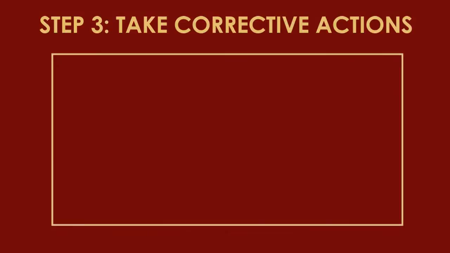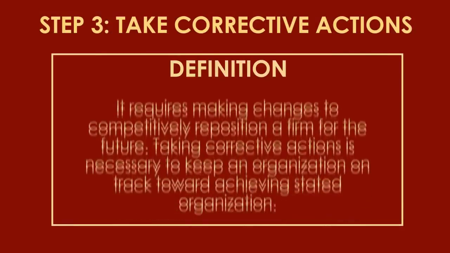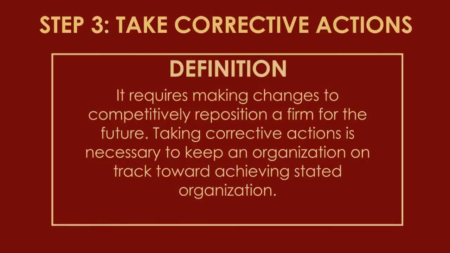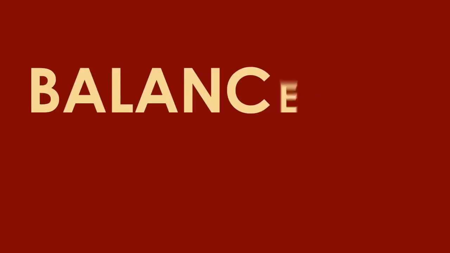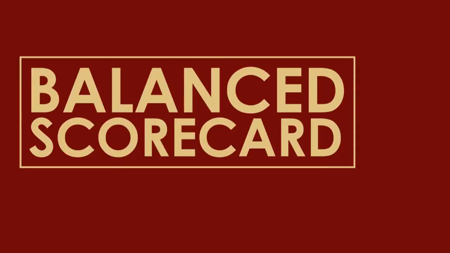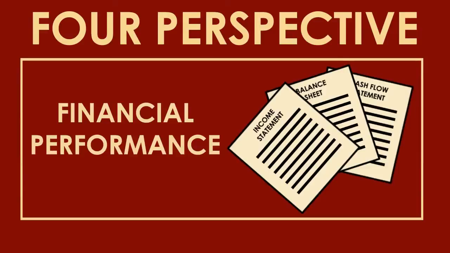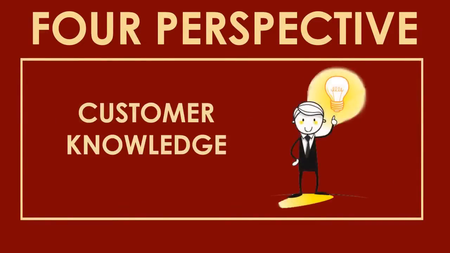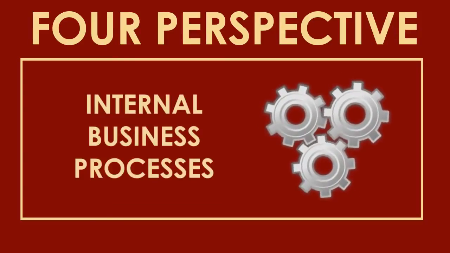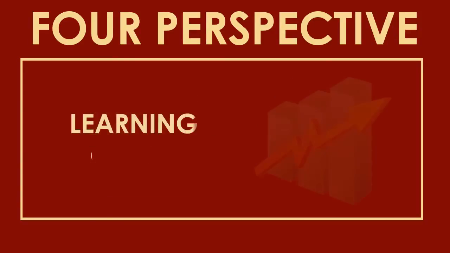Third step, taking corrective action. This requires making changes to competitively reposition a firm for the future. Taking corrective actions is necessary to keep an organization on track toward achieving stated objectives. Balanced Scorecard. It is a process that allows firms to evaluate strategies from four perspectives: financial performance, customer knowledge, internal business process, and learning and growth.